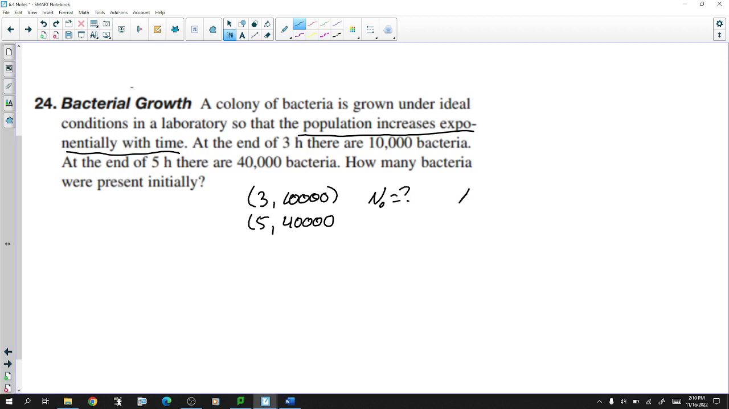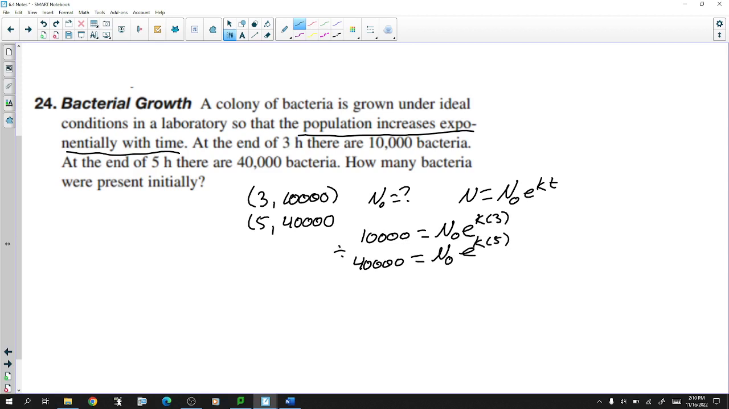Well, we have n equals n naught e to the kt. So let's fill the values in for both points. So 10,000 is n naught e to the k times 3, and 40,000 is equal to n naught e to the k times 5. Well, we can divide equations when we have a system of equations. And I actually want to divide this way.